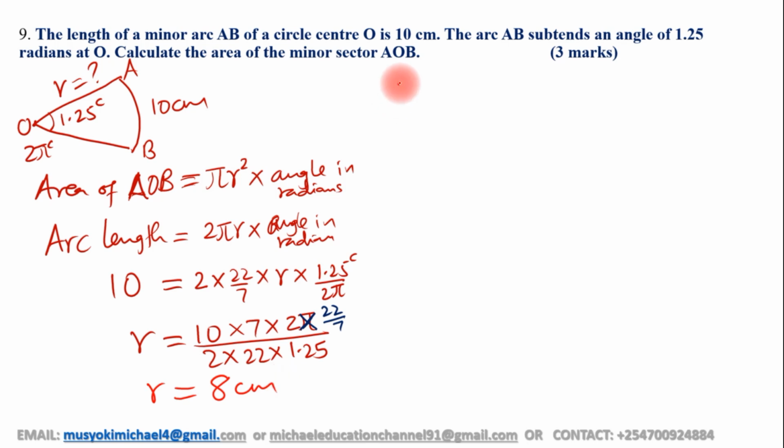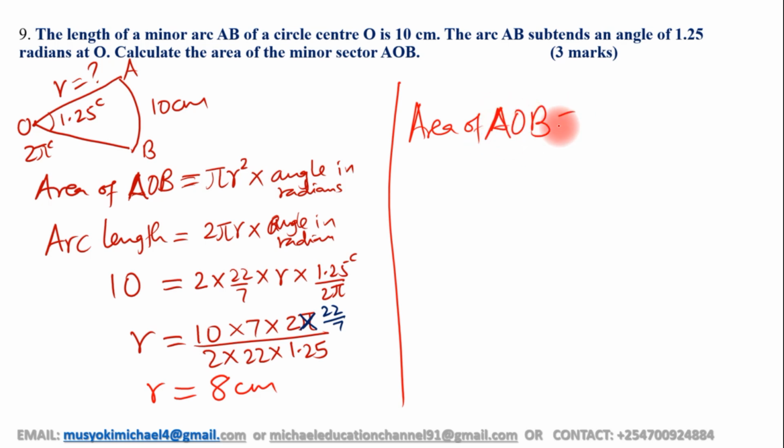8 centimeter. Now we can use that radius 8 centimeter to get the area of the sector AOB, which is pi r squared times radian angle.